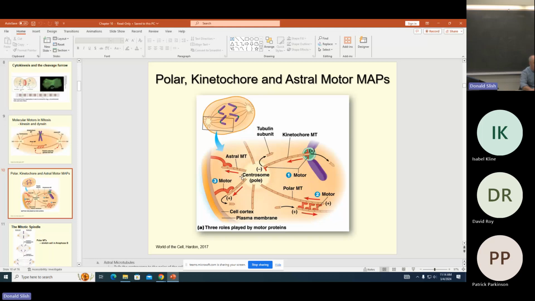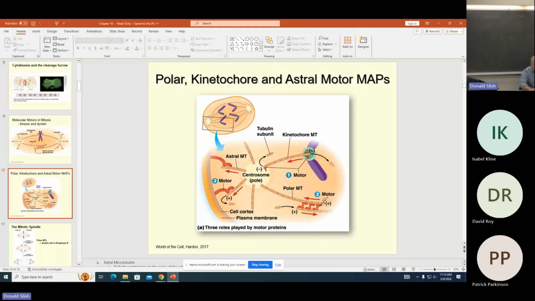They also kind of anchor this aster here. So any force put on the microtubules is not going to pull the aster towards itself, but it's going to be pulled towards the aster. So these astral microtubules then are anchoring the asters to the cortex of the cell.